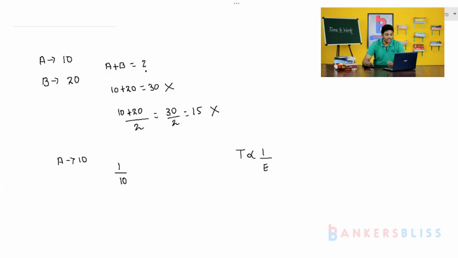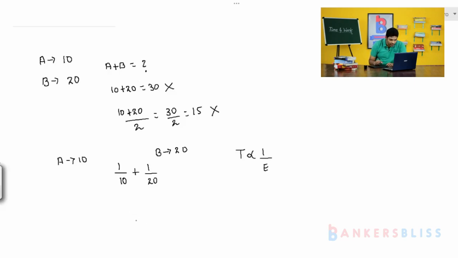So A is taking 10 days to complete the task, so per day he is going to complete 1/10 of the work. Like that, B is taking 20 days to complete the task, so per day he is going to do 1/20th of the work. Now 1/10 is A's efficiency, and 1/20th is B's efficiency. Now you add both the efficiencies, 1/10 plus 1/20.